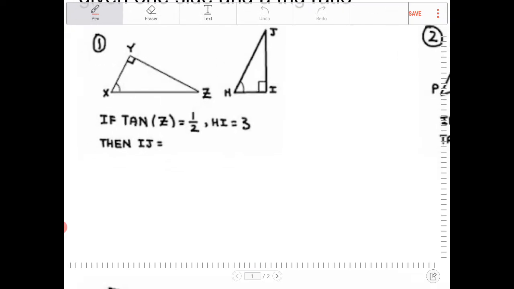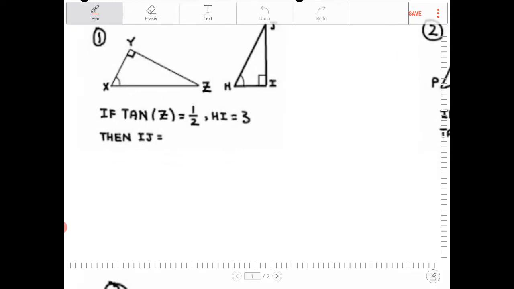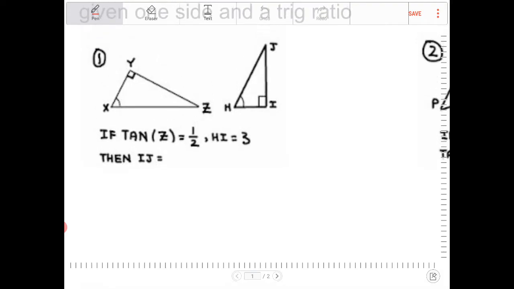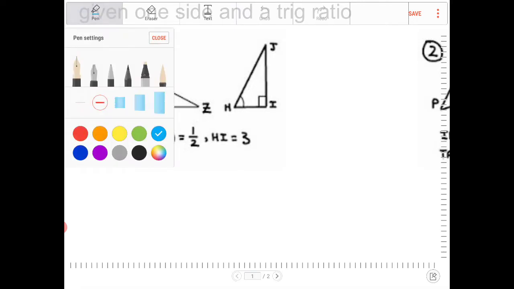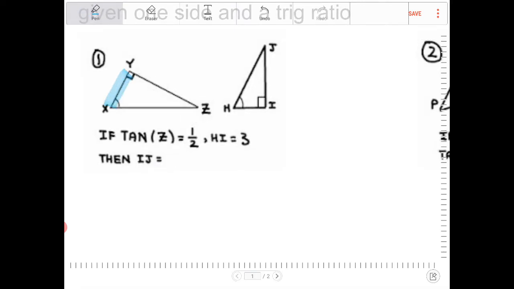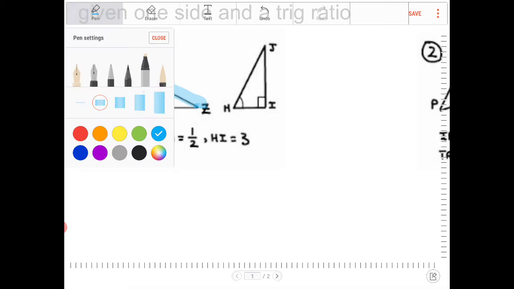You're presented with two triangles here, and it's telling you that if tangent of z is equal to 1/2, HI is equal to 3, then find IJ. Notice that you're given two triangles here, and you're told that tangent of z is equal to 1/2, which means that the ratio of these two sides will be 1/2.